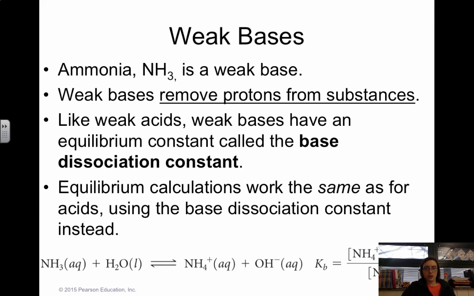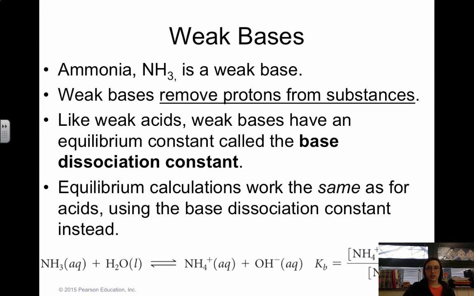So now we're going to look at weak bases. We looked at weak acids, now we're going to look at weak bases. Everything is the same as weak acids, except now instead of focusing on Ka, we're going to focus on Kb. So ammonia, NH3, is a weak base. Weak bases remove protons from substances, right? So down here, NH3 is going to take the proton from water. Like weak acids, weak bases have an equilibrium constant, but it's called the base dissociation constant, or Kb.